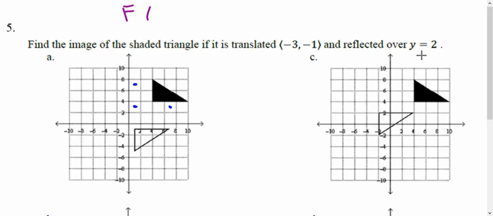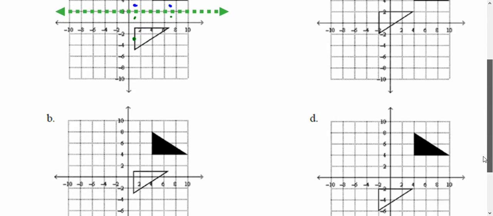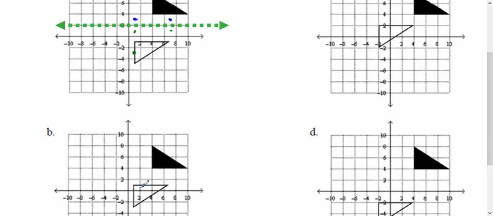Then reflect over y equals 2. So here's the line y equals 2. If we reflect this, that's not far enough down. It would reflect to these 2 points. And that's the third point right there. So that's not quite the right spot. It looks like B down here is the one that's in the right spot.